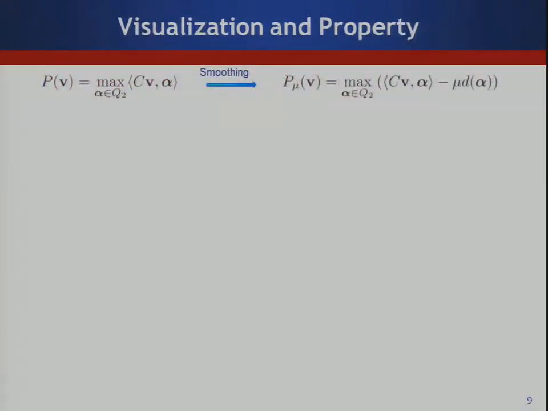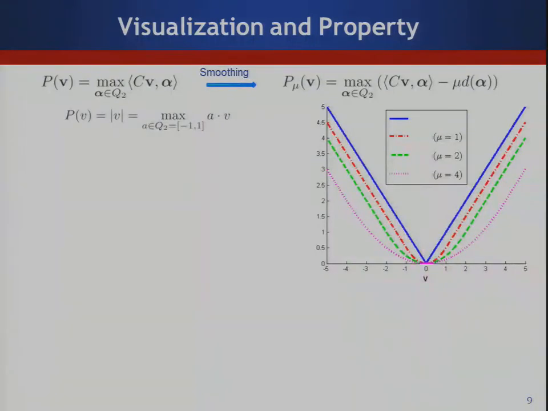I will give a geometric illustration to show this smooth approximation. Consider a very simple case where the penalty is just the absolute value of v, and v is just a real number. This can be written as the maximization of alpha times v, where alpha belongs to [-1, 1]. It corresponds to this blue line. You can see there's a kink here since we take the absolute value, so it's a non-smooth function. We take mu equal to 1, and we get this red line. Mu equal to 2, we get this green line, and mu equal to 4, we get this purple line. As you can see, we smooth this kink by a quadratic approximation. For larger mu, we get a bad approximation, but for smaller mu, we get a good approximation.